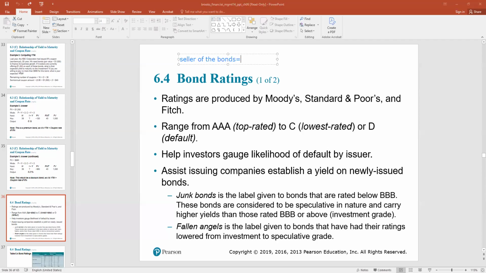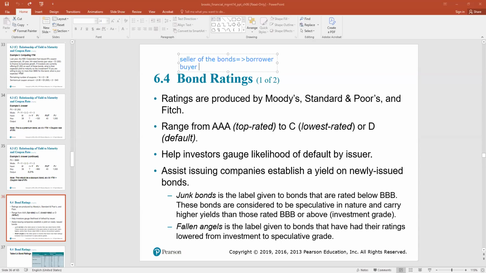Seller of the bonds. Who are these guys? Okay, we have a creditor and we have a borrower. Which side does he take when he sells the bond? Be careful. When he sells the bond, the paper, what does he receive? Money to finance his project. Yeah, he is a borrower. Seller of the bond is the borrower.